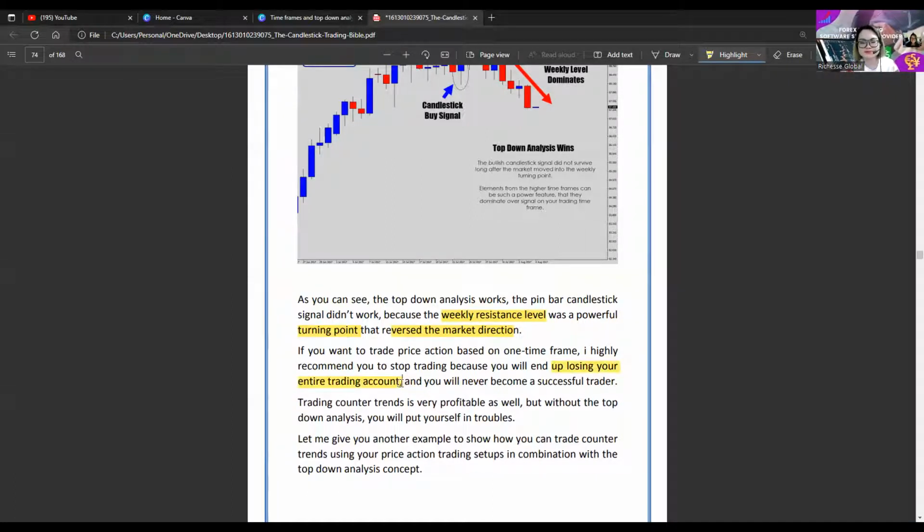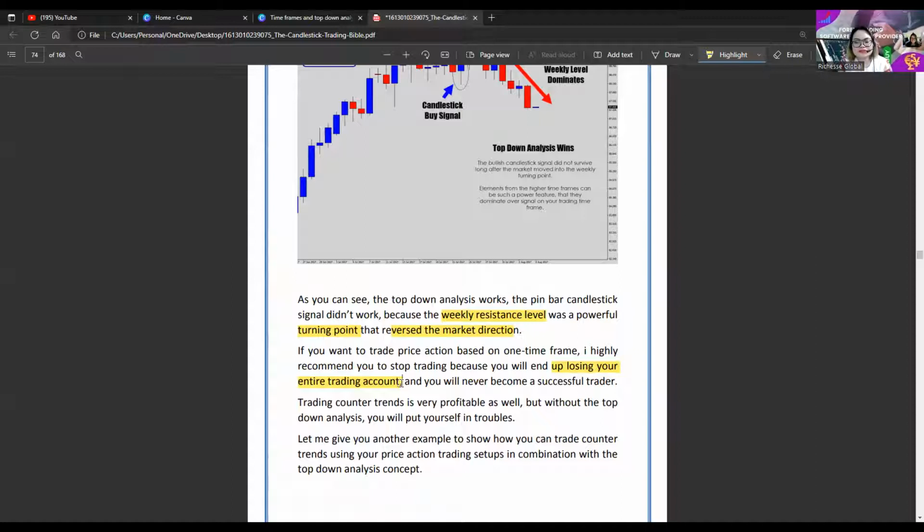Huwag lang tayo magbe-base sa ating one time frame. As you can see, the higher the time frame, mas makikita natin yung bigger picture ng market, kung is it bearish or bullish. Yan, yung mga turning point na sinasabi.